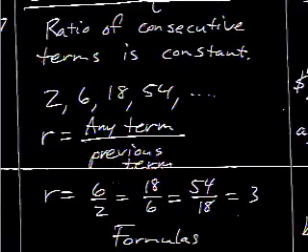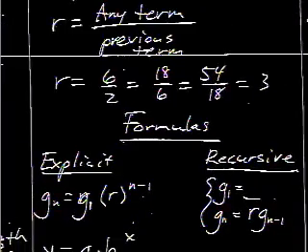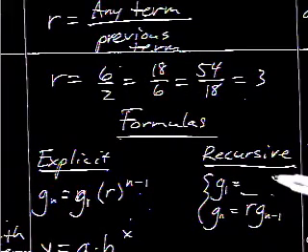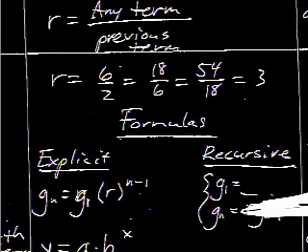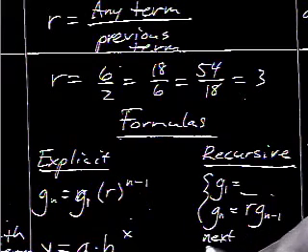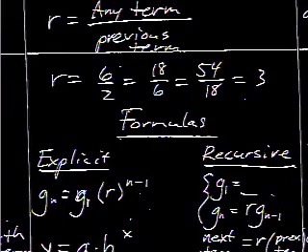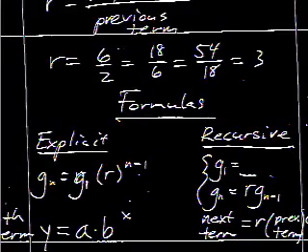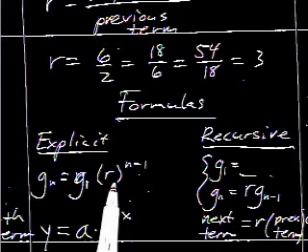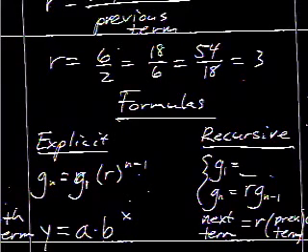And likewise, we have explicit formulas and recursive formulas. Obviously, the recursive formula has to have a starting point, and it says that the next term is equal to r times the previous term. That's what that g subscript n minus 1 means, previous term. The explicit variety looks like g sub n equals the first term times r to the n minus 1 power, which looks an awful lot like the exponential model because this model is exponential.